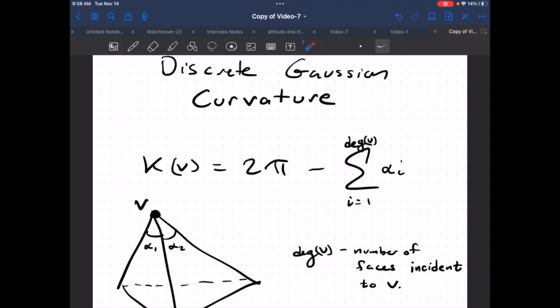And what else do we like? We like larger circles to have smaller curvature than small circles. So if it's a big circle, small curvature; small circle, big curvature. And this definition gives it to us.